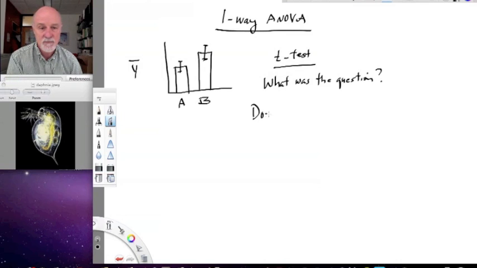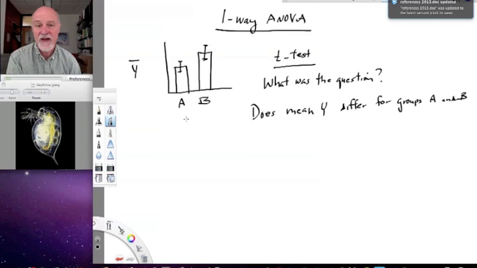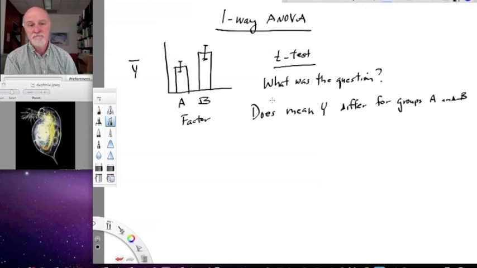Does mean y differ for groups A and B, whatever they happen to be? And remember, these groups are levels of a factor. So we have some kind of factor, and it has two levels, A and B, and those two levels produce means, and those means we are asking, are they different? Does mean y differ for groups A and B?